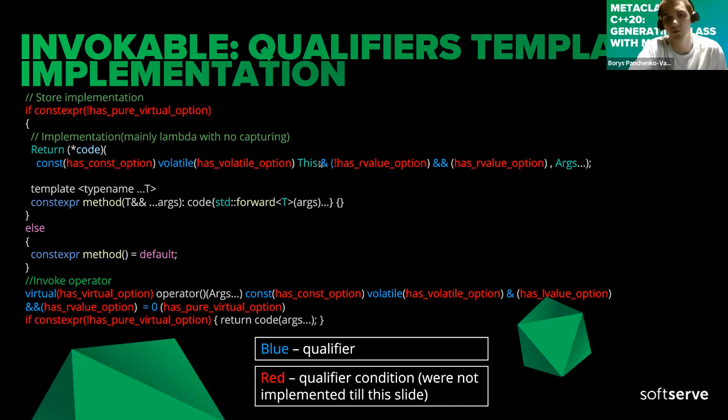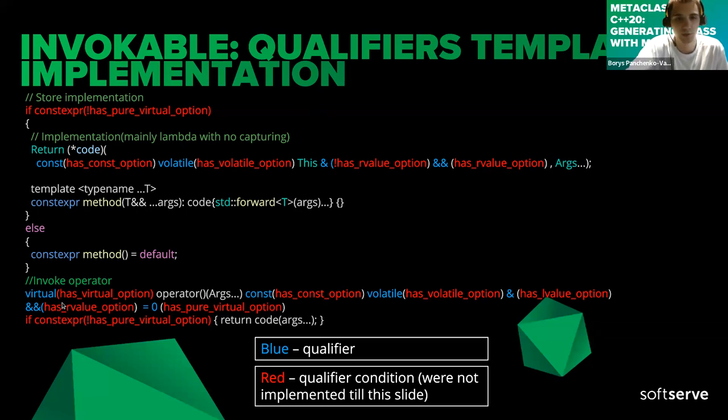And if it's not an R value, we should pass it by an L value reference, because we don't want the method to modify a copy or to do operations on a copy. We basically expect that we will address this itself, not a copy of this. And we need a constructor to store this function pointer.